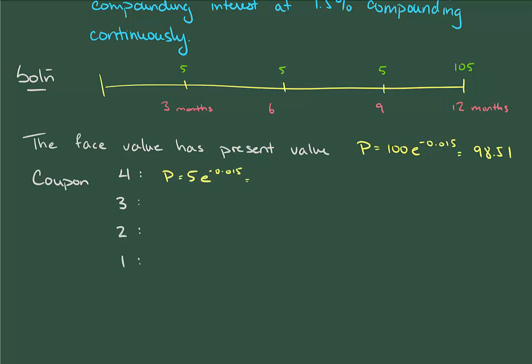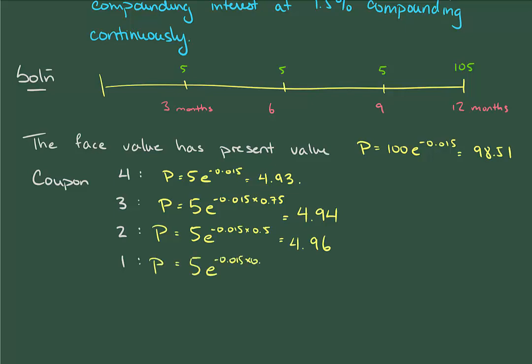Coupon 4 also needs to be brought back a year, giving us this. Now take a moment for yourself and see if you can work out the formulas for the present values of the other coupons. Having done that, we can write out the present value of the third coupon. Notice the 3/4 in the exponent. This is because 9 months is 3/4 of a year, and continuously compounding interest is always computed in terms of the total number of years. We can work that out to get 4.94. Now coupon 2 is the same, but 6 months is equal to half a year. And coupon number 1 has this 1/4 factor owing to the fact that 3 months have passed.